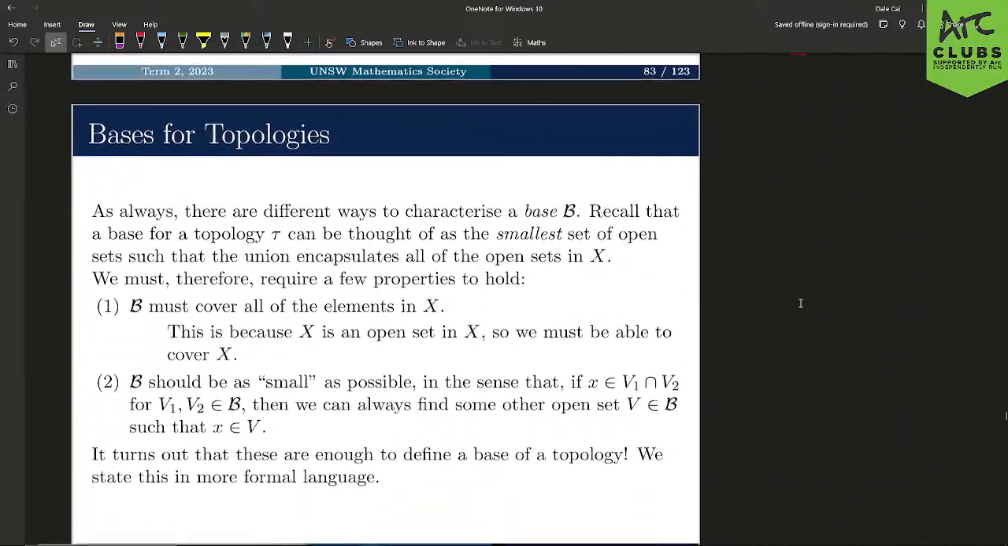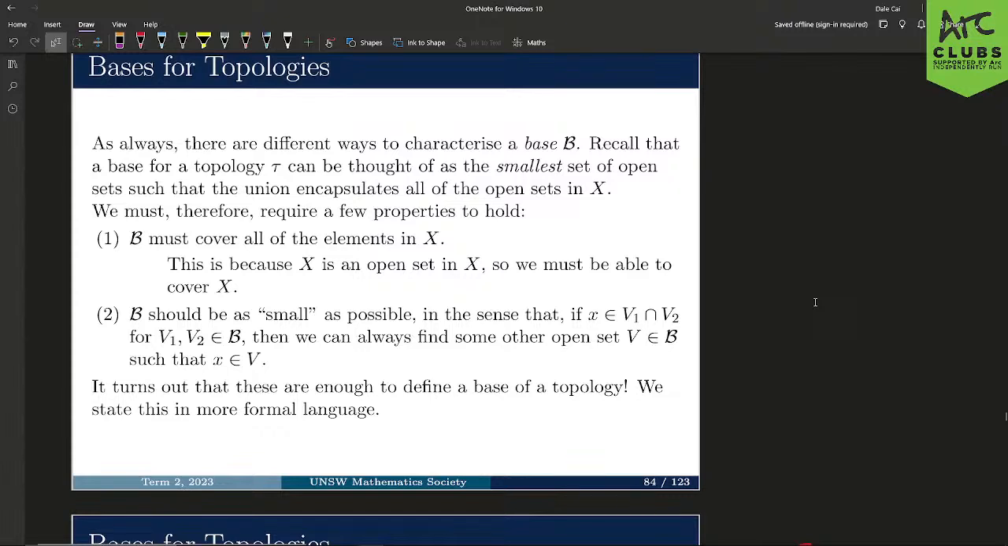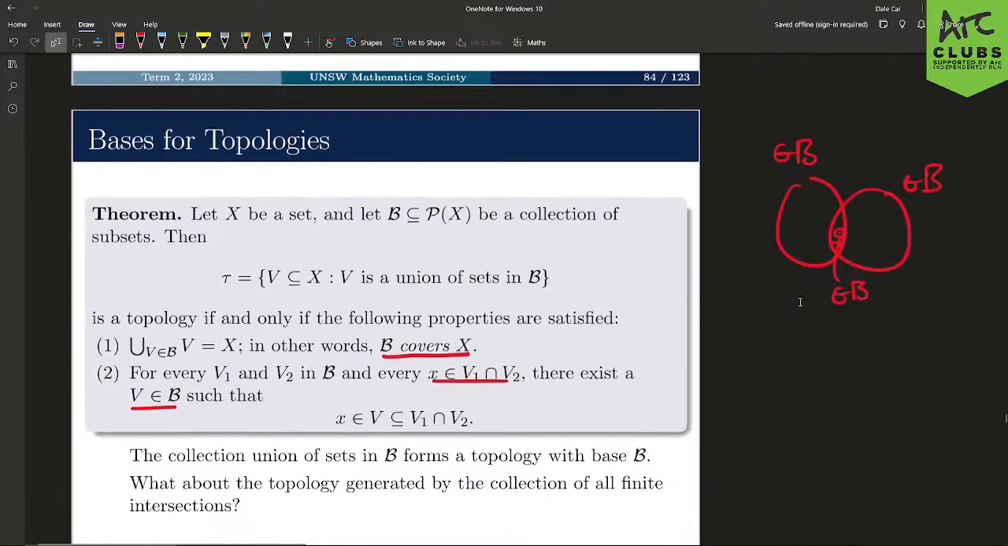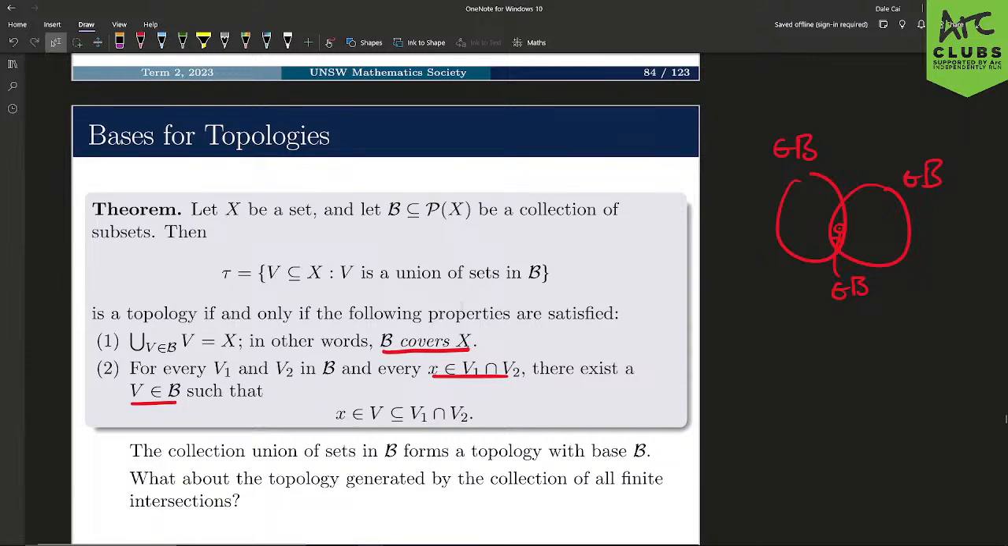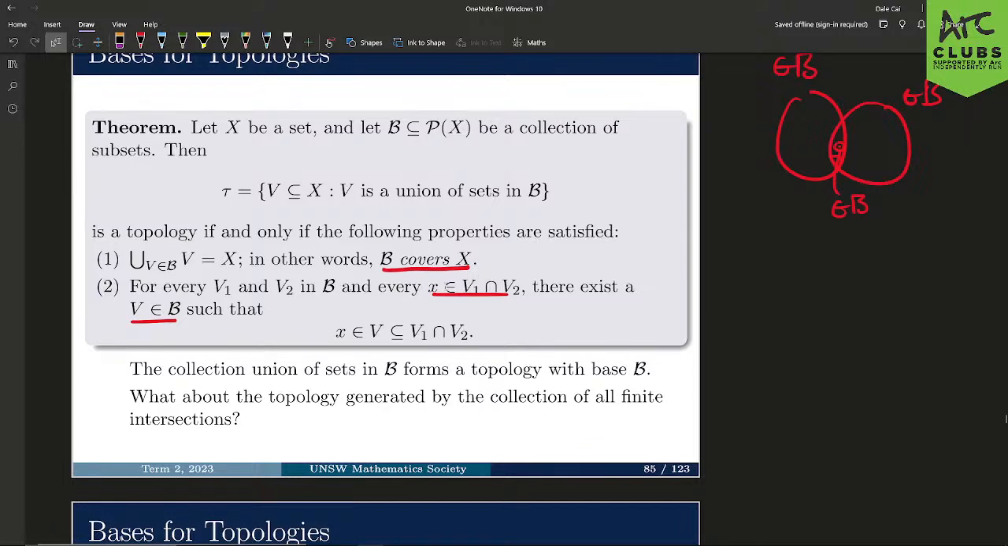What did they have to say here? Yep, so this is just explaining what's happening here. The reason why this is enough to say B is a base of tau is just because if you have these conditions, then you're going to satisfy the conditions for a topological space once you take the set of the unions of these points.